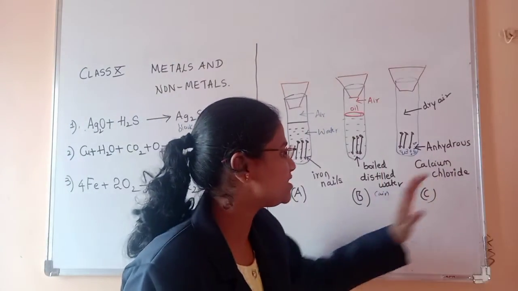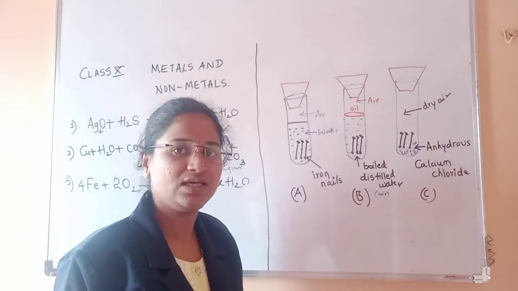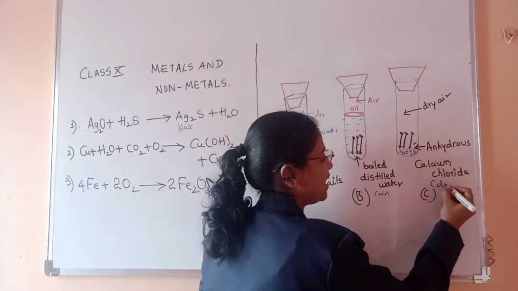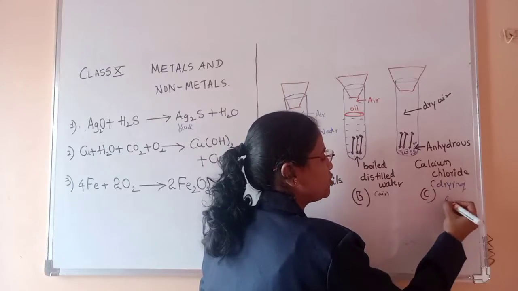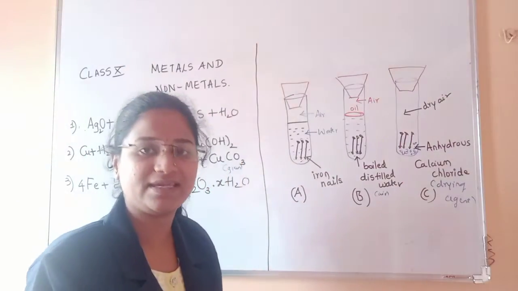In test tube C, we put anhydrous calcium chloride crystals. The importance of this is that it acts as a drying agent, meaning it absorbs the moisture present in the air and makes the air dry.